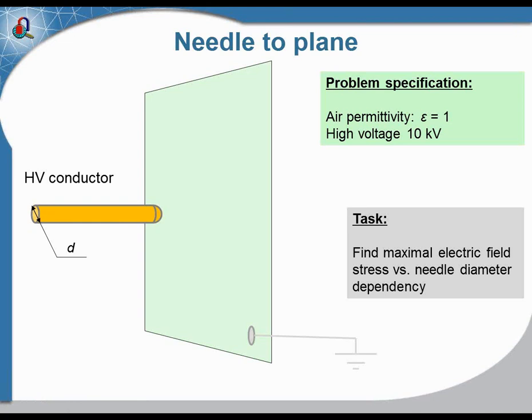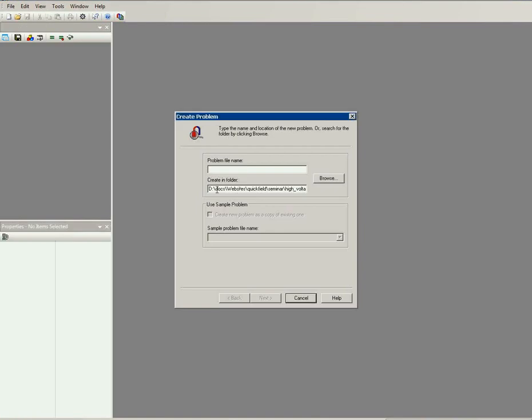So I will start QuickField and create the new problem. This would be the electrostatic problem. I will call it needle to plane. This is the name of the project and this is the location folder.